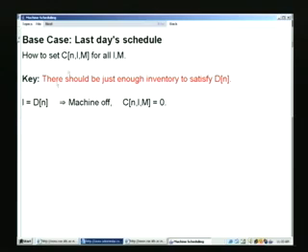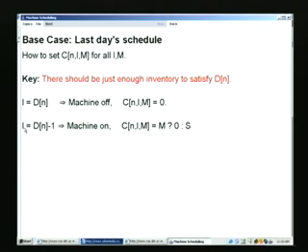So very simply, if I is the last day's demand, if I takes the value of the last day's demand, then we should run with the machine off. We should not produce any more units. And so in that case, the cost for the last day is simply 0. So C of n, I, m must be 0 if I is equal to D of n.